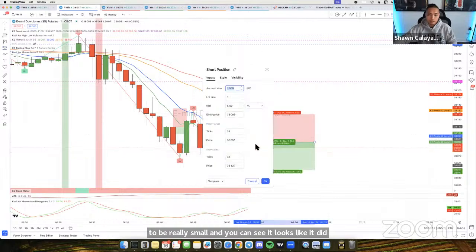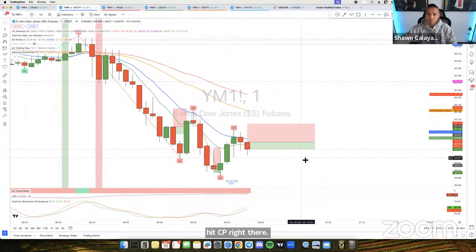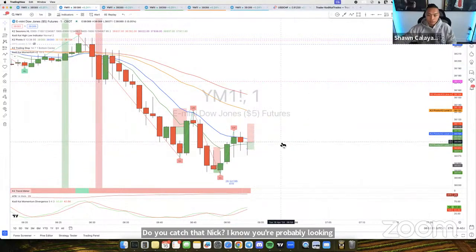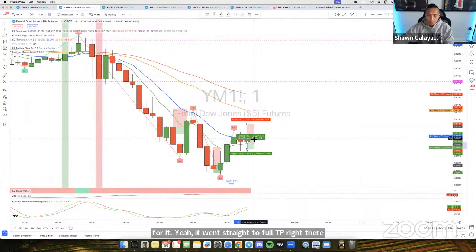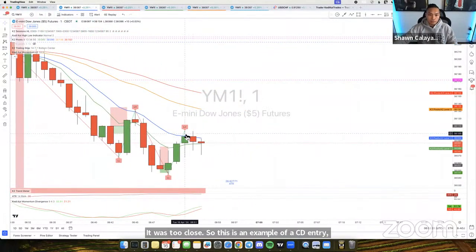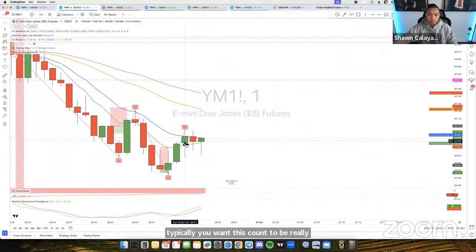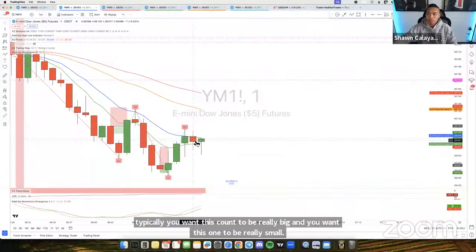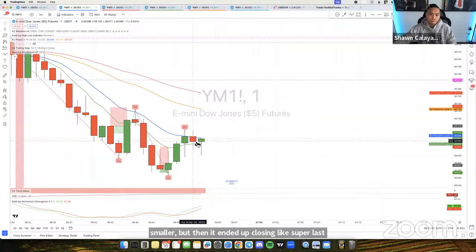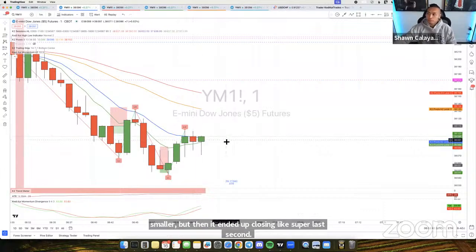Did you catch that, Nick? I know you were probably looking for it. Yeah, it went straight to full TP right there. It was too close. So this is an example of a CV entry, but this is one that's way too close because typically you want this candle to be really big and you want this one to be really small. This one over here is kind of small and this was a little bit smaller, but then it ended up closing super last second. So I'm not going to count that one. That one's just a little too tight. It's not one that I would have taken myself.